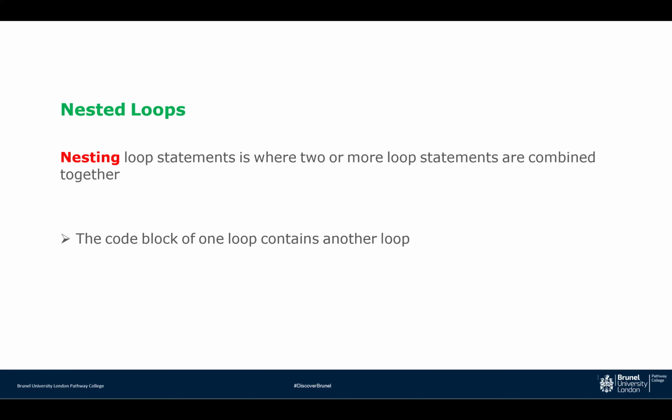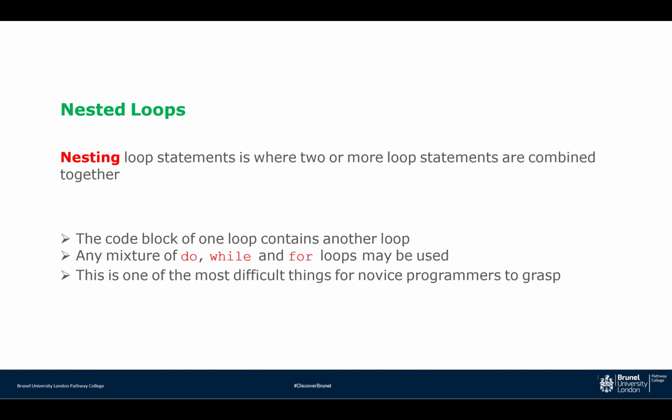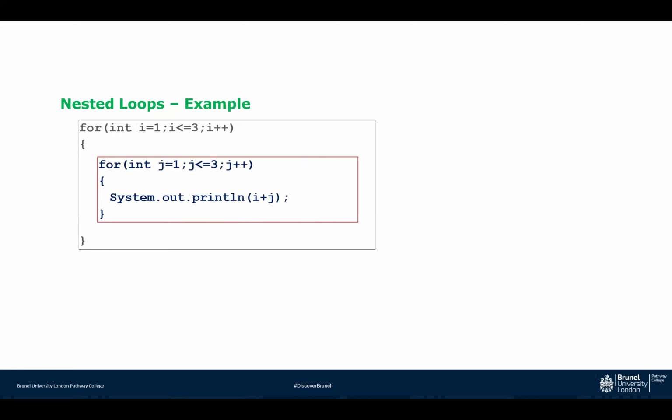So the code block of one loop contains another loop. A mixture of do while and for loops may be used. So basically we might have while inside for and for inside another do while, etc. It depends on the logic that you want to implement. You will see that in lab 3, you need to do something like this. This is one of the most difficult things for beginners to start with, but hopefully you will catch on with it. It's also extremely useful because it has so many applications.